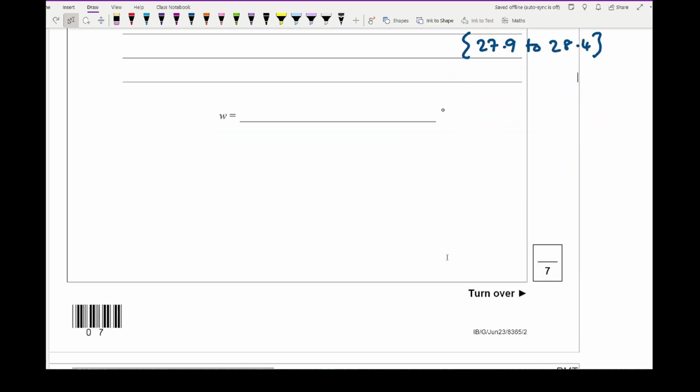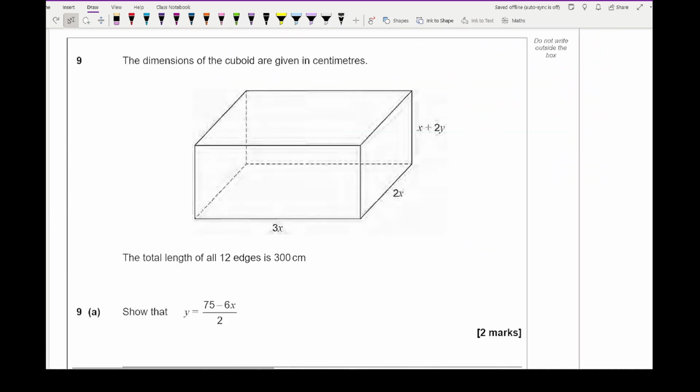So looking at question 9, it says the dimensions of a cuboid are given in centimetres. The total length of all 12 edges is 300 centimetres, and for part a it says show that y equals 75 minus 6x. Now for this particular question, what we need to know is that we're going to end up with 4 of each of those edges.